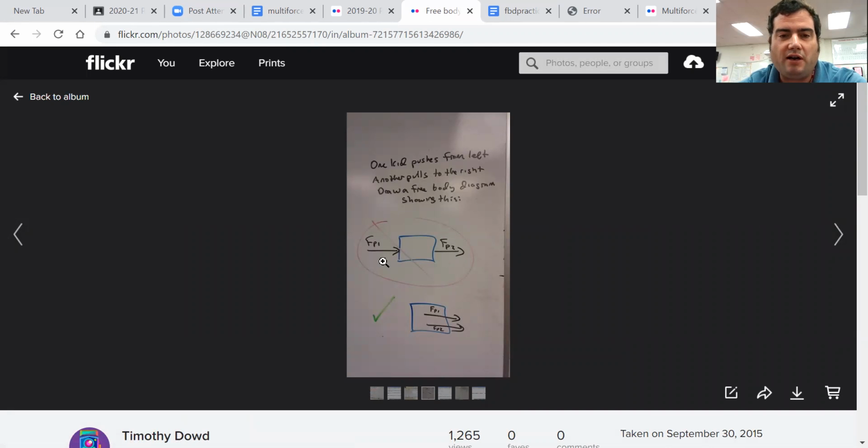Notice I did not draw anything that looked like this where I tried to distinguish between a push or a pull. That can get confusing really quickly. At the end of the day, we're using these pictures to determine in what direction is the force unbalanced, and we should start all forces from the middle. So in this question, it says one kid pushes from the left, one kid pulls to the right. Those are in the same direction. So we just show that the two are helping each other.